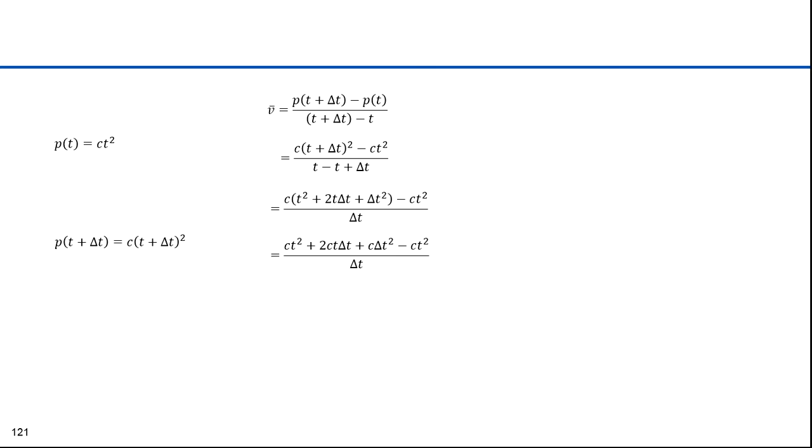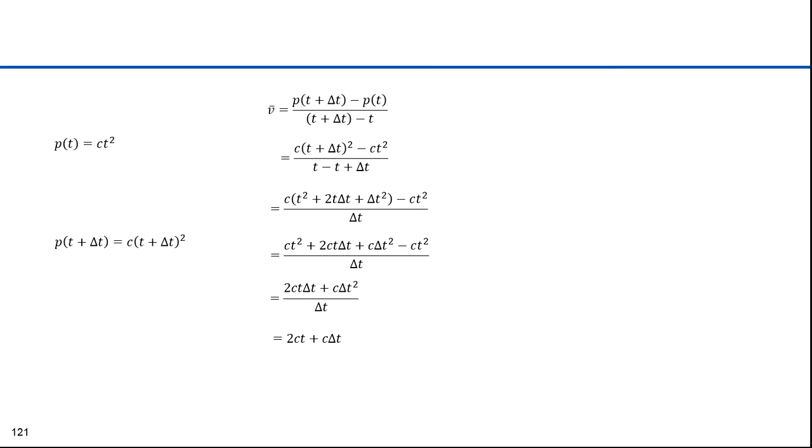Here's an expansion of t plus delta t squared. Let's then multiply all those terms by c. We have a ct squared and a minus ct squared in the numerator. Those will cancel. We have a delta t in all the terms in the numerator and the denominator. We can take those out. This leaves us with 2ct plus c delta t and no denominator. This is the average velocity over delta t time interval.